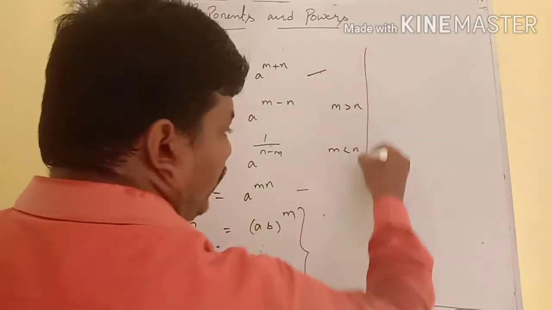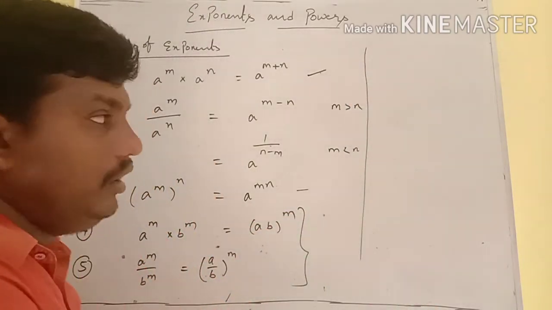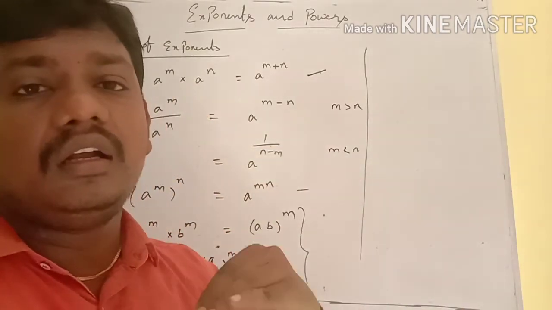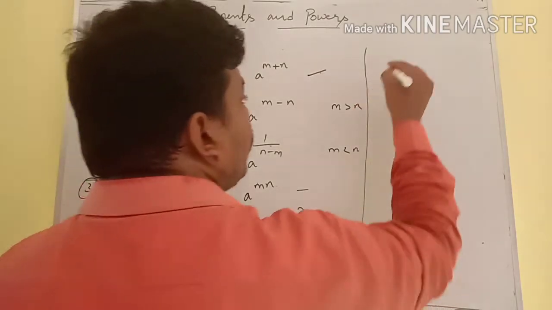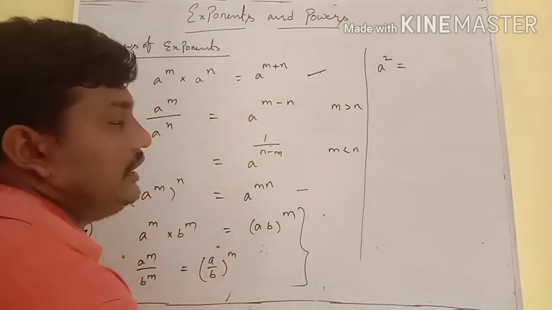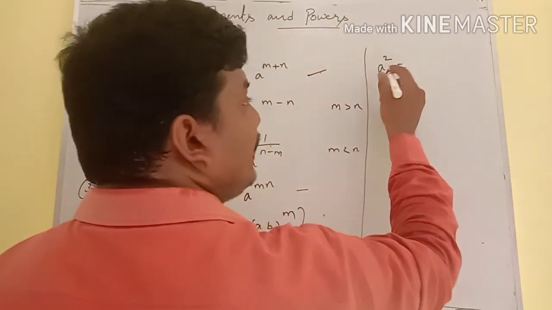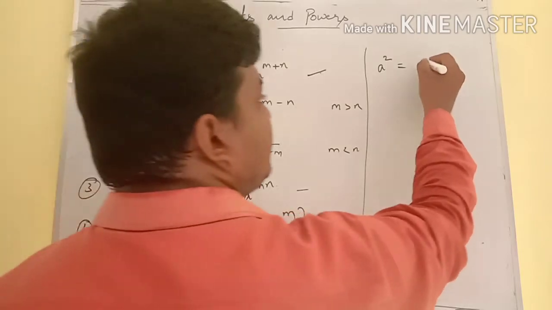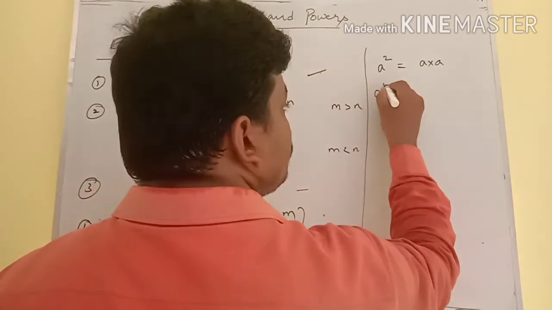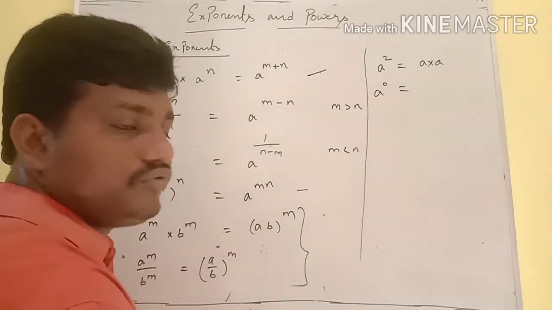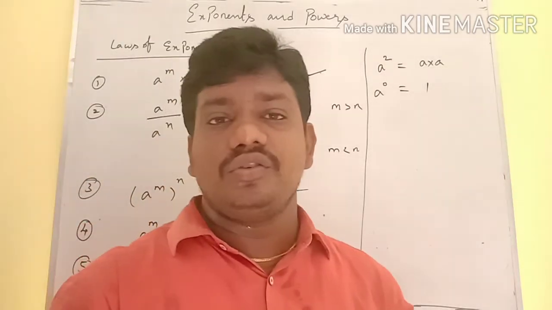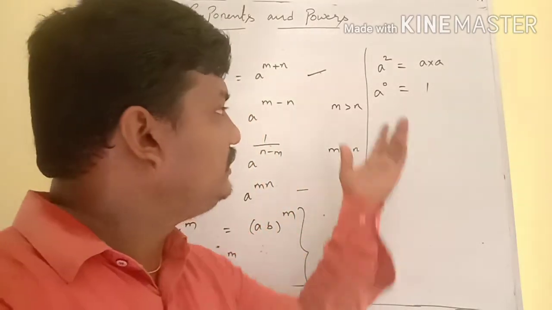Now we have to observe powers with positive power, negative power and zero power. If you have a positive power, a power 2 means a is repeatedly multiplied 2 times, that is a into a. If you consider a power 0, it means 1, because a power 0 means a is multiplied 0 times, so a is not there.